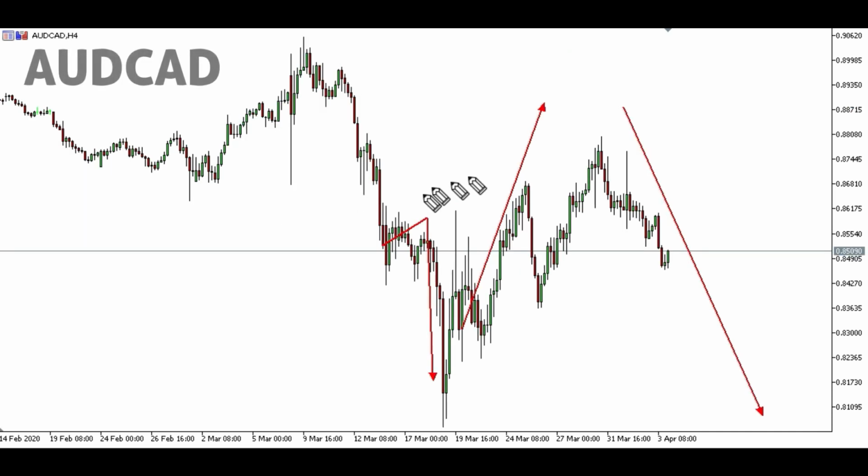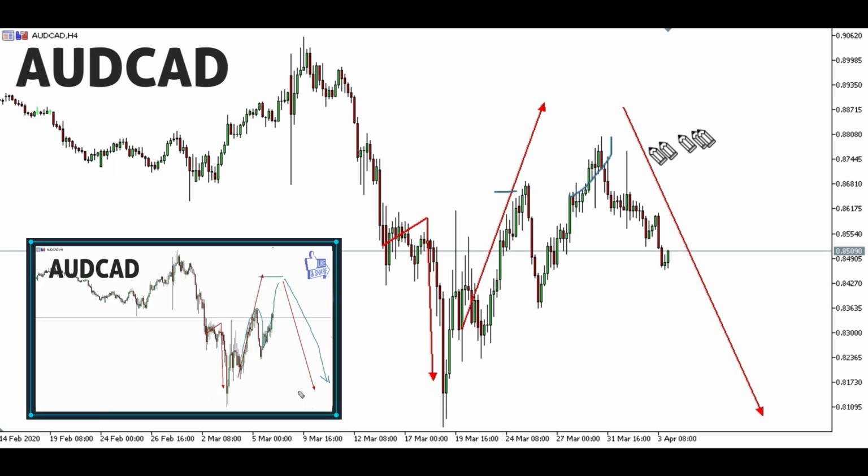This is AUD CAD. We've been following it step by step. From here, this down move, this up move, we've been focusing step by step. Then last week we talked about this up move, which is going to break this high. And we say that if this up move breaks this high, we'll be looking to get a sell opportunity all the way until this level.